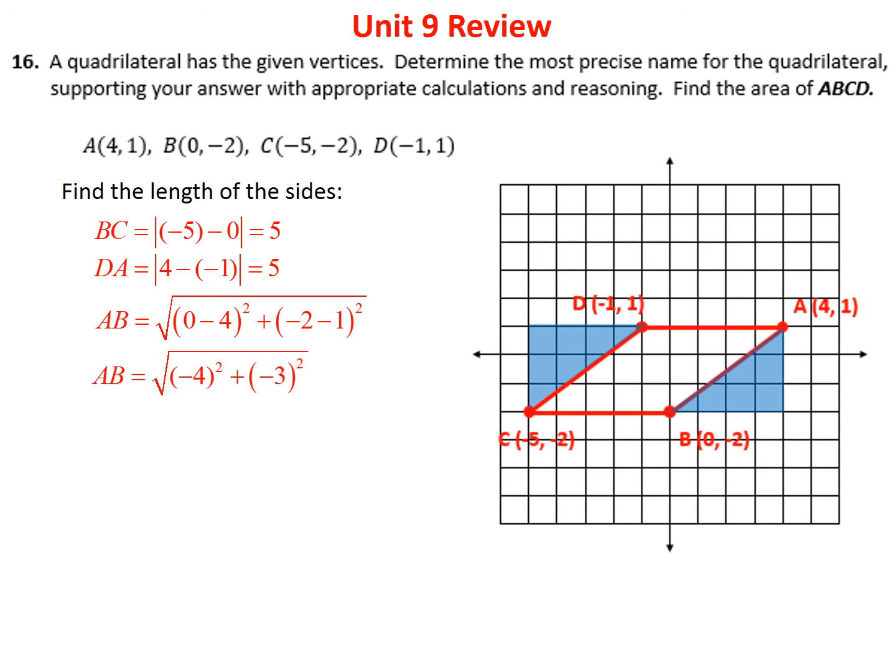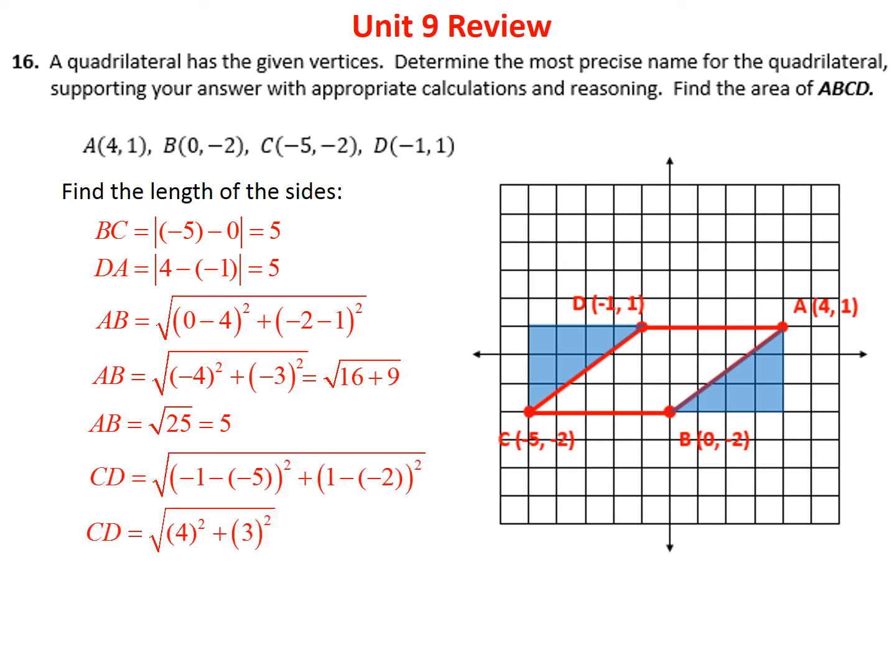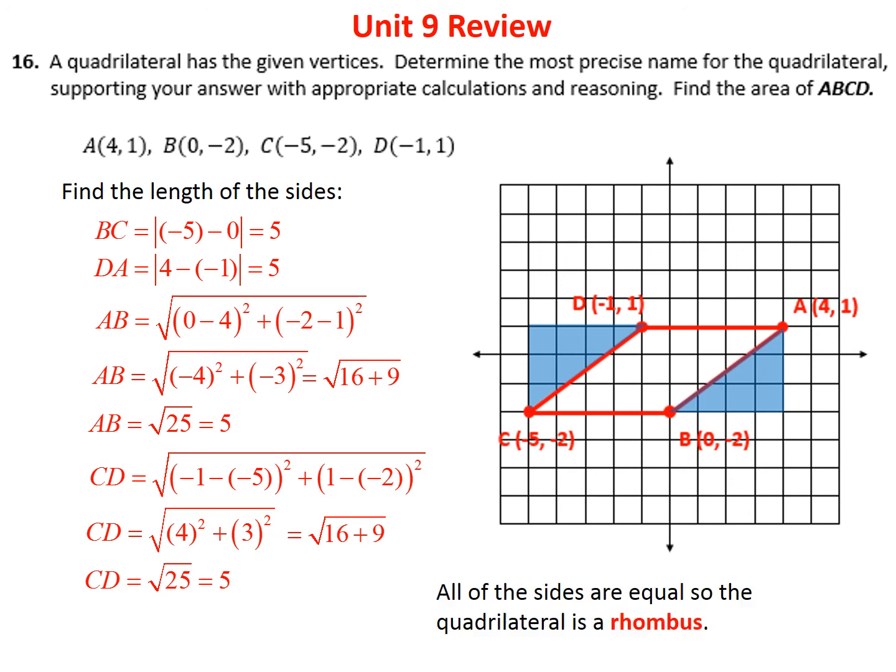Notice I could have just looked at the triangle and realized this is 3 squared and 4 squared, or 25, and 5, and they're both the same. Although if I were really paying attention, I'd have gone, 3, 4, 5 triangles. So now we found that all 4 sides are the same. So we can conclude this is not just a parallelogram. The most specific, precise name for this is that it is a rhombus.